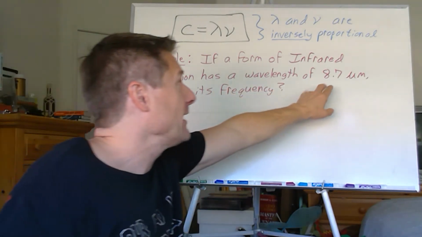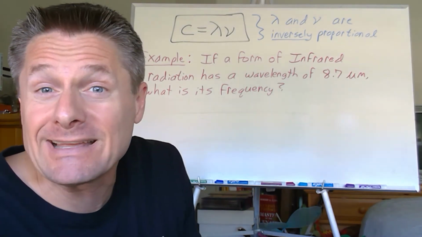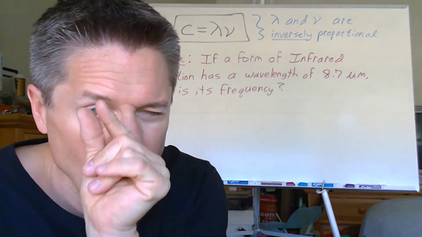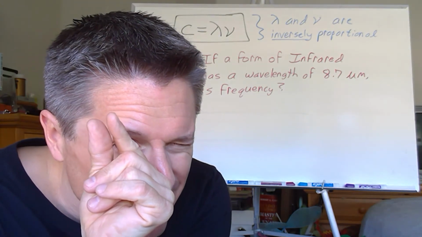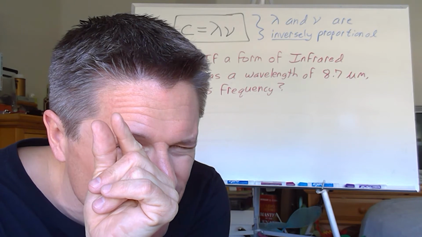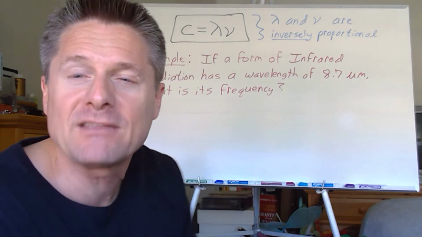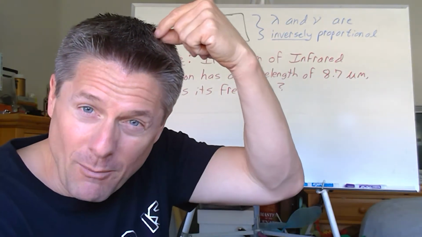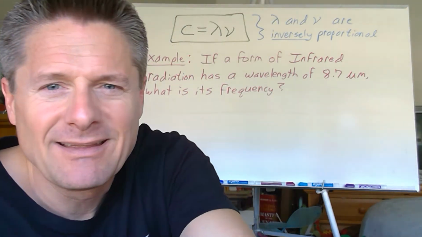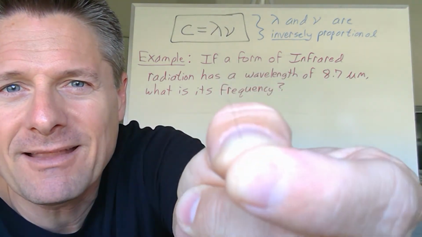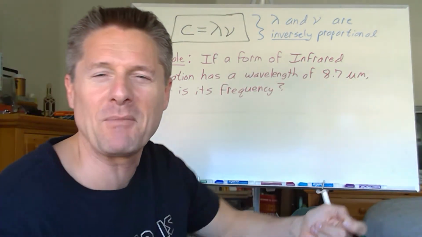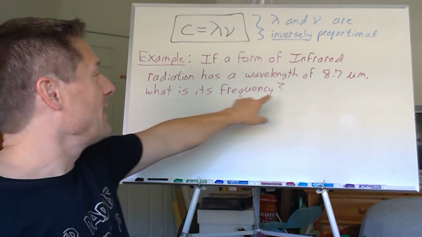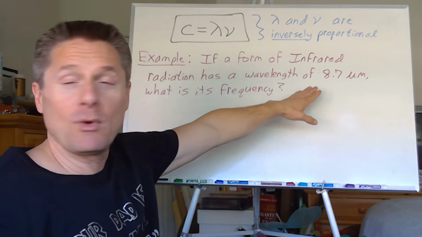So let's say it has a wavelength of 8.7 micrometers, or in the old days, microns, right? So the wavelength is a millionth of a meter, that's about a millimeter. Yep, that's pretty tiny. Maybe pull out one of your hairs. See that gray hair? That might be in the micrometer range. So it has a wavelength of 8.7 micrometers.